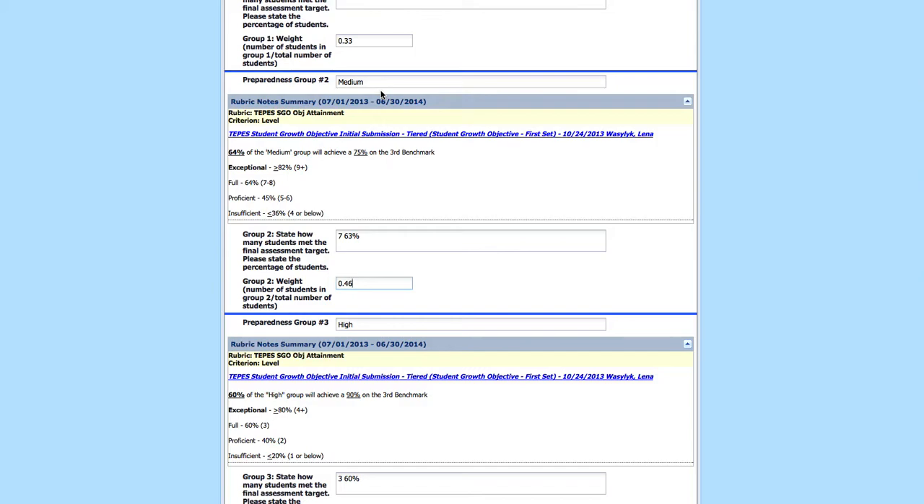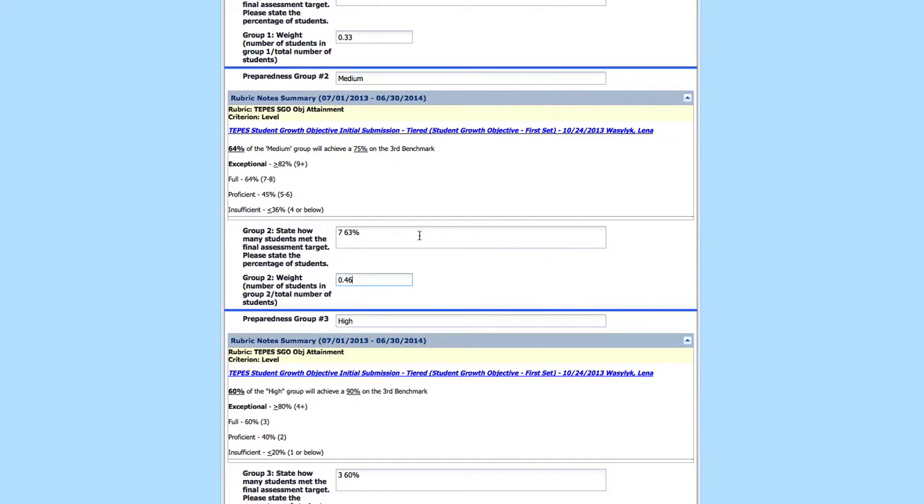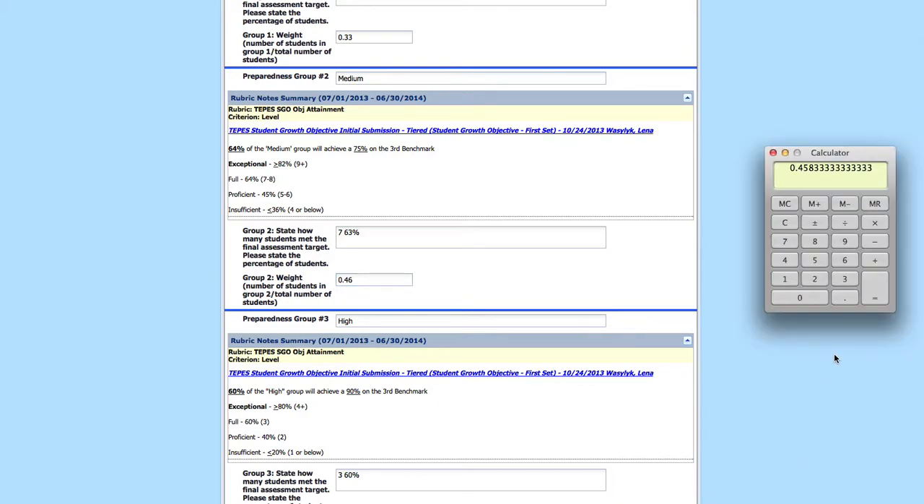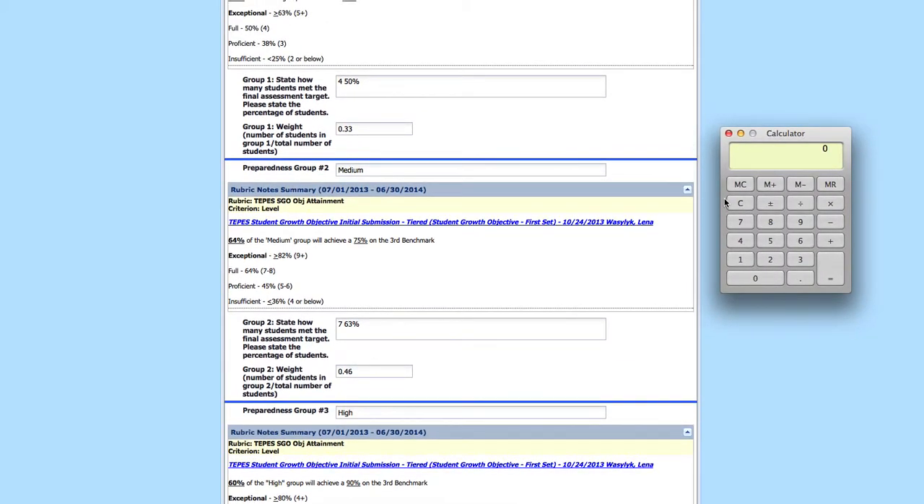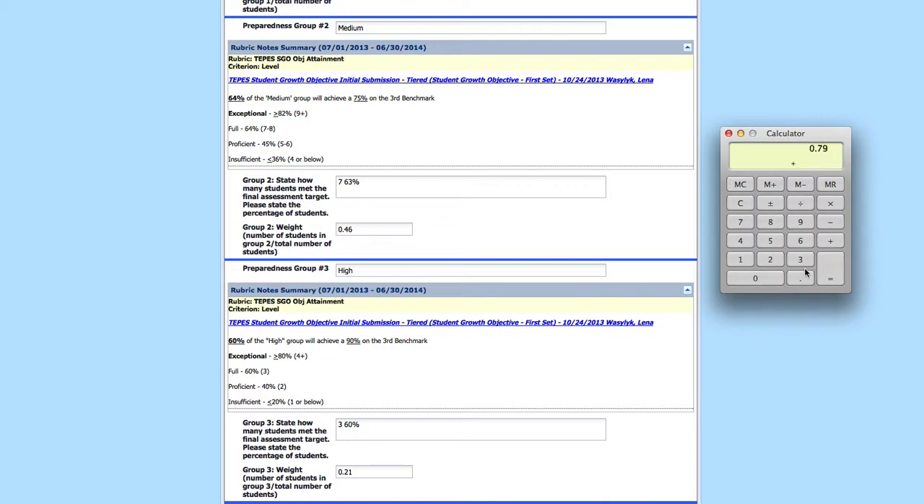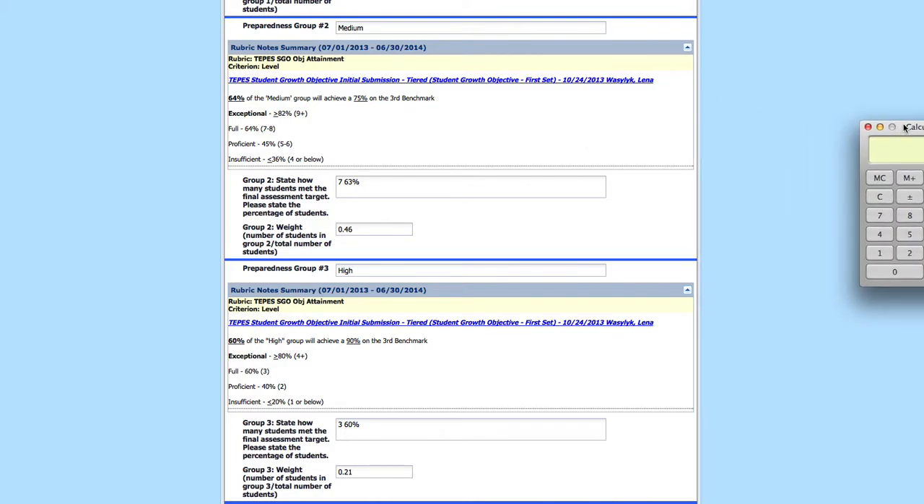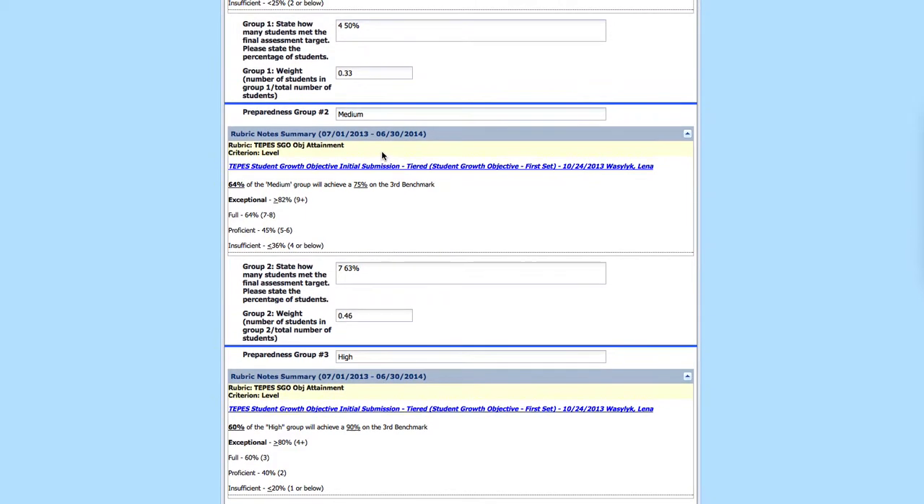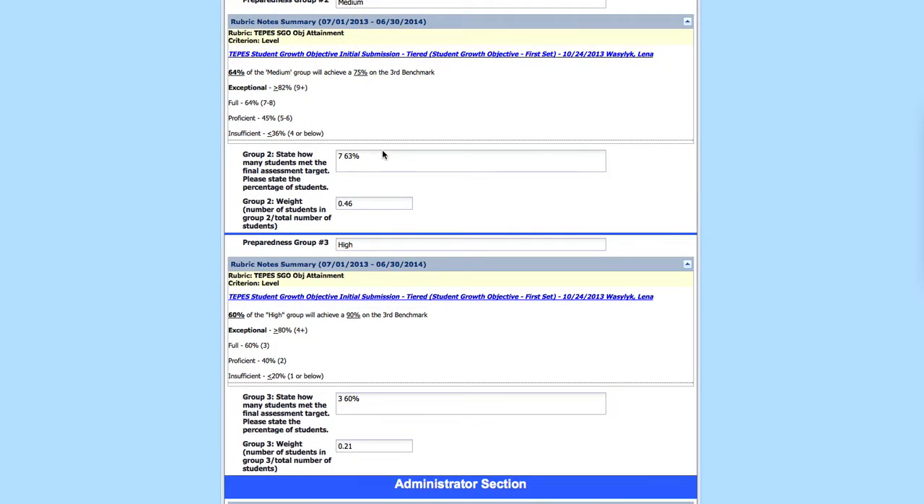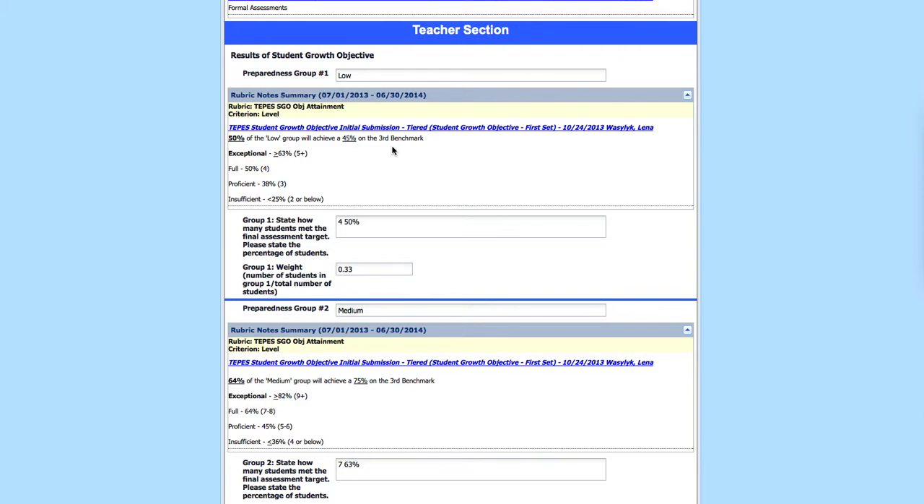So if we add these 3 up, you want to make sure these add up to 100, or else you're going to lose a tenth or 0.2%. And be forewarned, when I start talking about math, we could all be going downhill very quickly. So 0.33 plus 0.46 plus 0.21, and there's 1. So we have achieved 100. So each group is weighted based on the population of students within that group, and that gives you a fair assessment for your SGO. So this is finished.